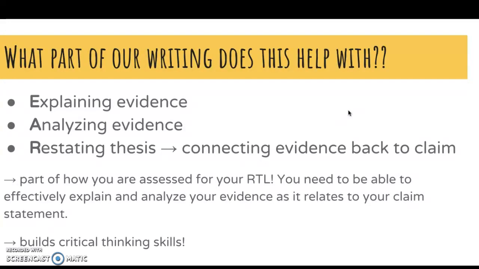Now, what part of your writing is this actually going to help you with? It's going to help you with the E, the A, and the R of T-Bear, the paragraph structure that we learned last unit. The E, remember, is to explain evidence.